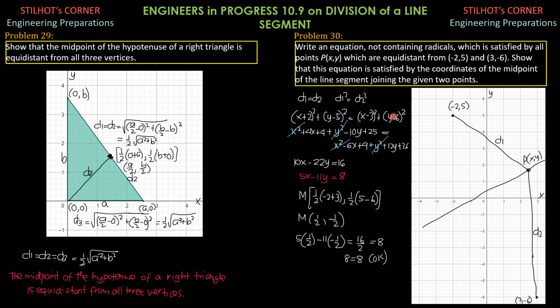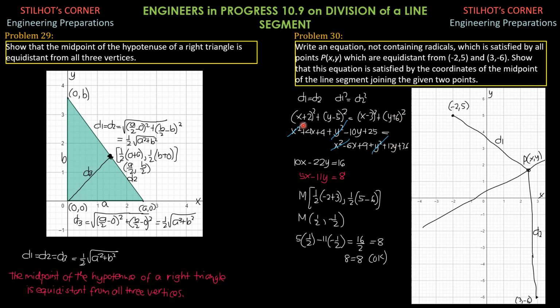Expanding, so this is the square of the first, x square, plus 4x, twice of 2 times x, plus 2 square, which is 4, plus y square, then 2 times y times negative 5, negative 10y, plus the square of negative 5, 25, equals the square of x, x square, 2 times the product, 2 times x times negative 3, negative 6x, plus the square of negative 3, 9, the square of y, y square, 2 times y times 6, 12y, then the square of 6, 36.